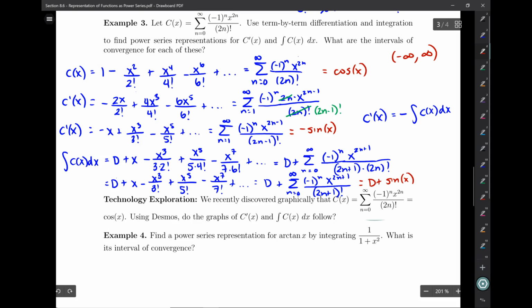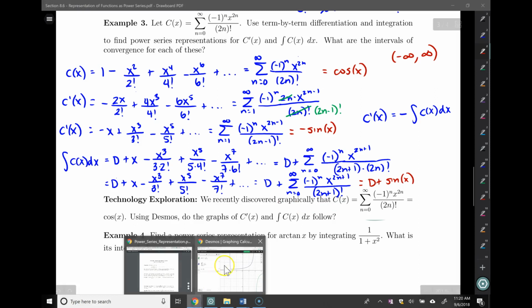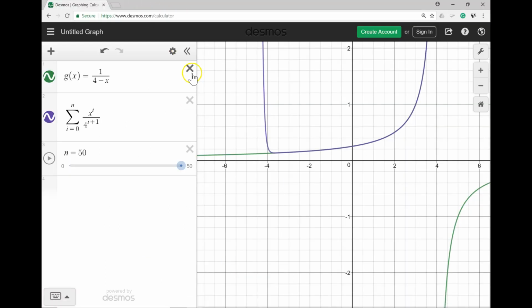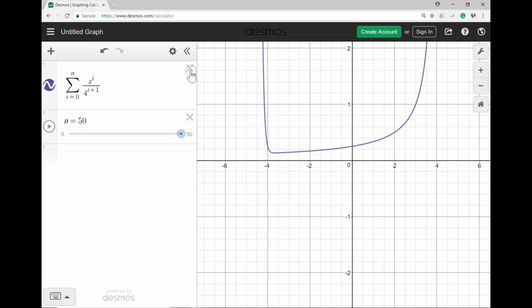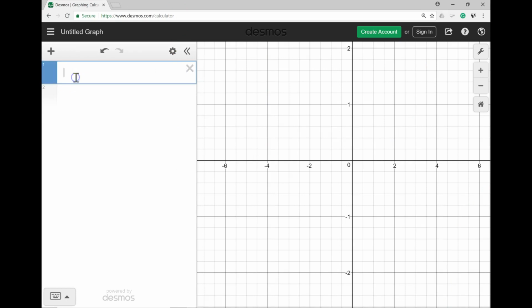Let's actually see if that seems to be the case if we were to graph these particular power series. Let's go ahead and do that right now. So we'll hop over to Desmos, and I'm going to get rid of what we have here, and we'll just do a new one here.